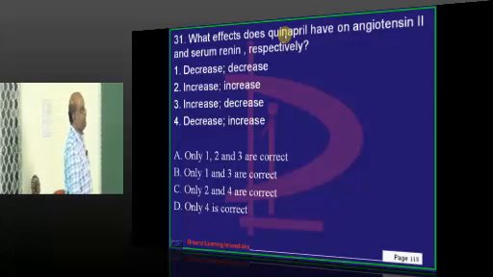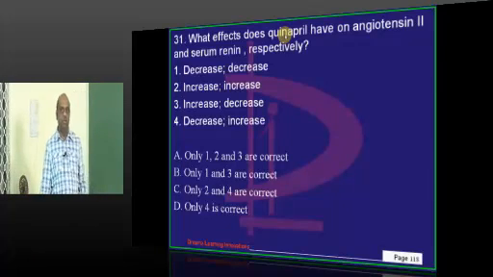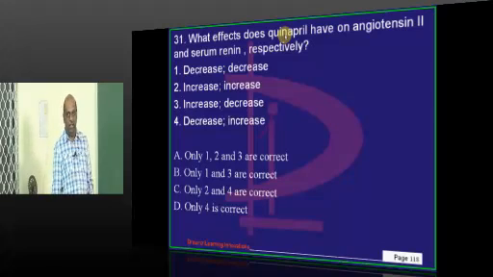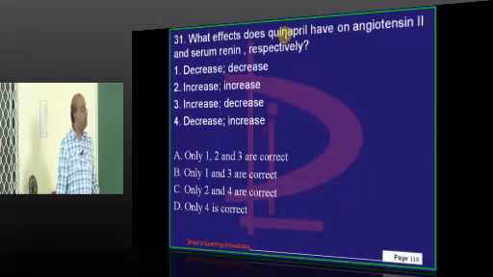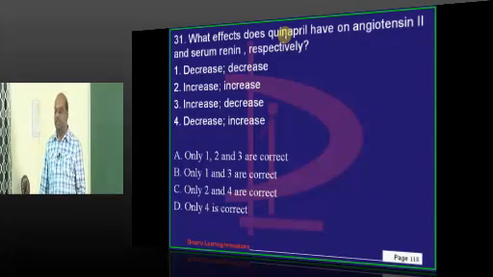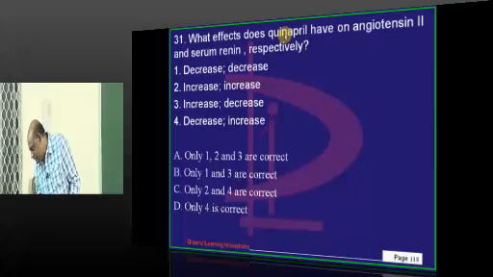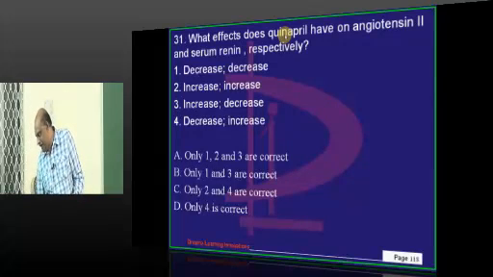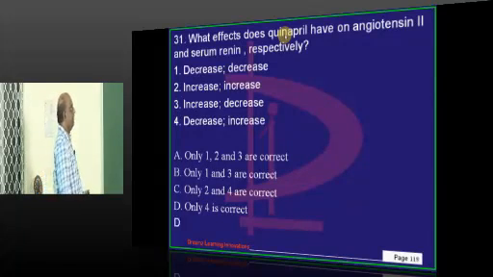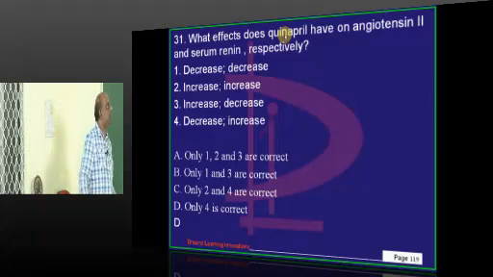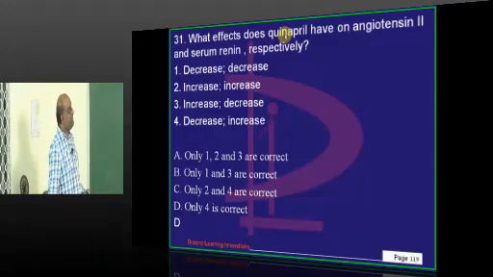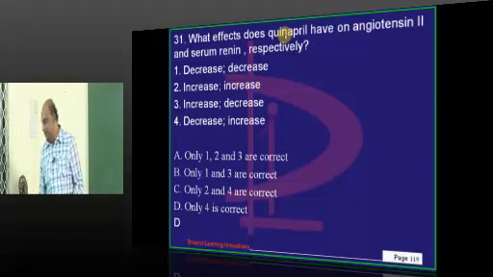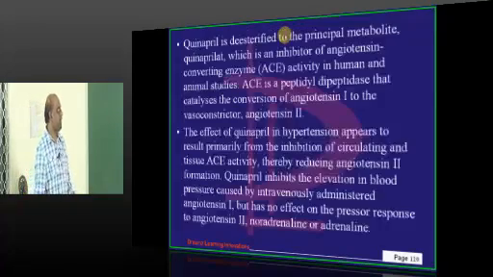Obviously, an ACE inhibitor should do what? Prevent angiotensin 1 to 2 conversion. Right? So, which should decrease? Which should increase? Question number 31. Who will give the correct answer? That's right. Angiotensin 2 will decrease and that stimulates renin to increase if you are giving an ACE inhibitor. Very good. Jasmeet rightly answered.